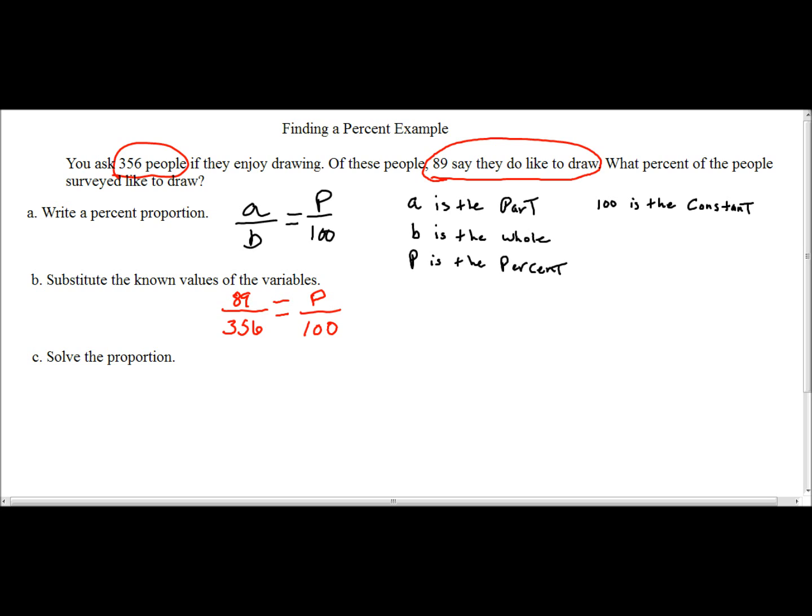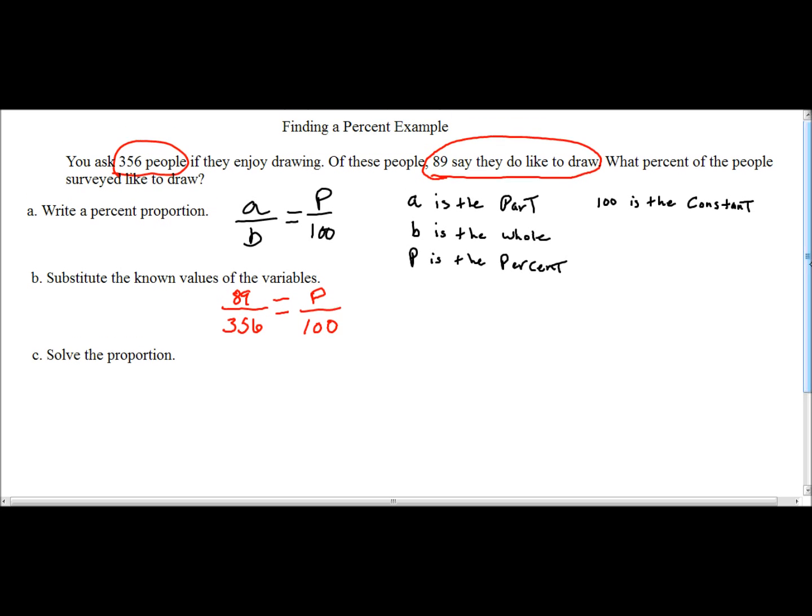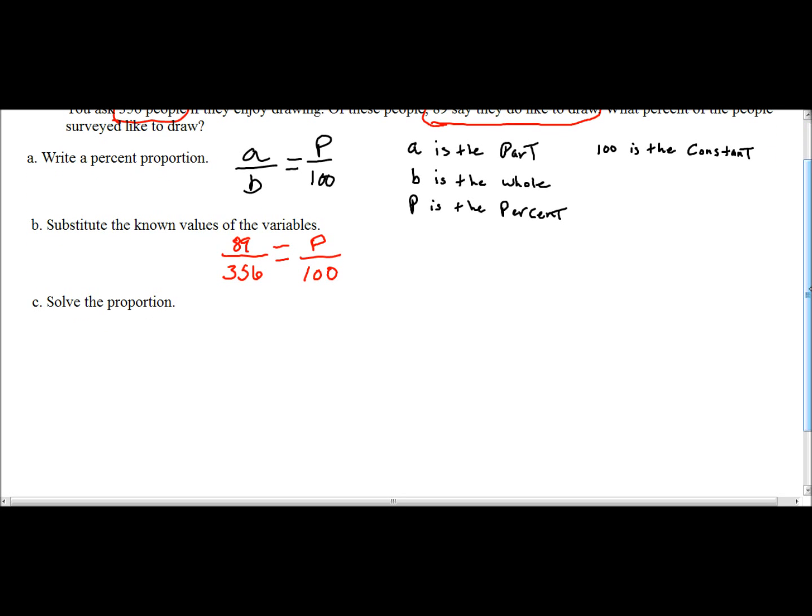So now the next step, C, says go ahead and solve a proportion. So we've gotten proportions set up, so let's just go through now and go through our 5 steps. Okay, step 1, 89 over 356 is equal to P over 100. Okay, step 2, cross product. That will be 356 times P is equal to 89 times 100.